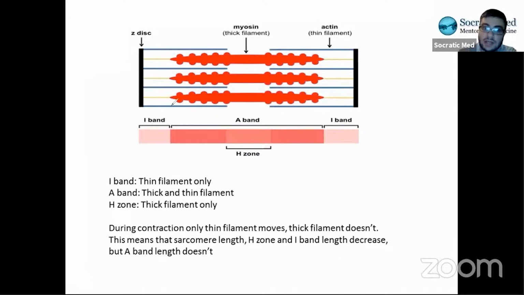If you notice, an A band is from here to here. This is actually the whole length of the thick filament, right? So if you see this red line, the A band is always the length of the thick filament. If the thick filament never gets shorter because it doesn't contract, the A band doesn't get shorter during muscle contraction, right? Whereas the thin filament does.